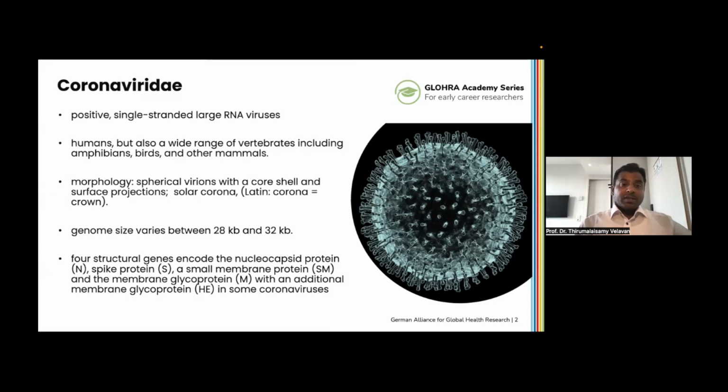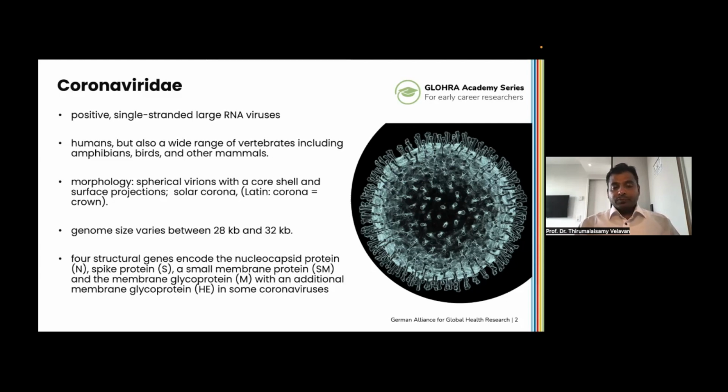It is known to infect humans, but also a wide range of vertebrates, which includes amphibians, birds, and other mammals, which includes bats. The morphology is based on spherical virions, which have a core shell and surface projections. This is how the name was coined, because it looks like a solar corona. In Latin, corona means a crown. That's how the name corona came into existence in terms of coronaviruses. The genome size varies between 28,000 base pairs to 30 to 32,000 base pairs, kilobases.